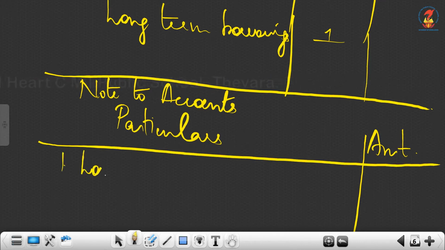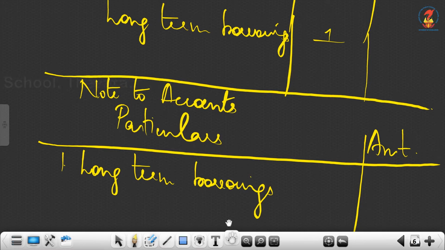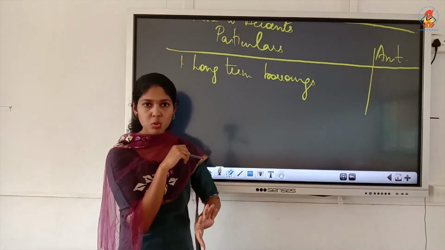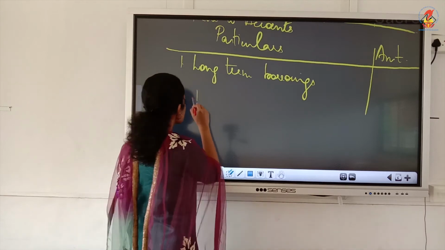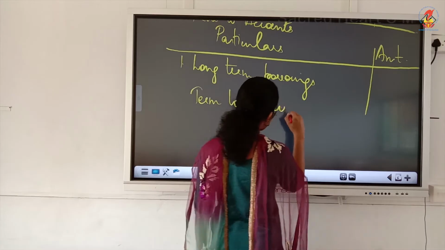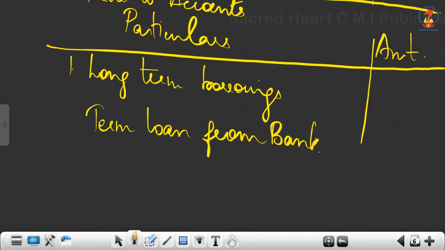First one, long term borrowings, below that. Which is the long term borrowing here? Are you going to write debentures here? No, that is not your borrowing. Your borrowing is the bank loan. So you write term loan or loan from bank, or simply you write bank loan. Okay, bank loan you can write.